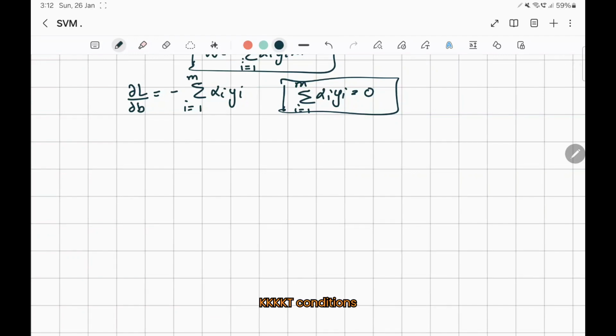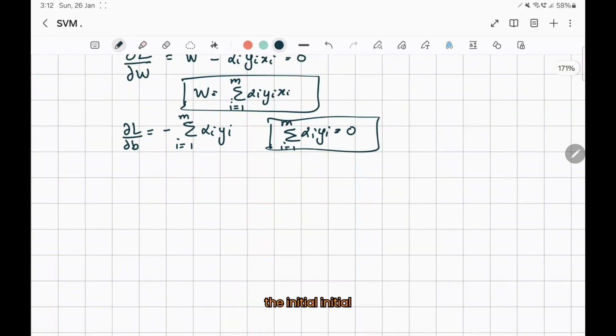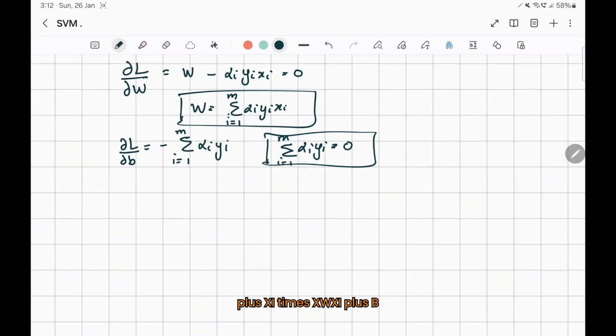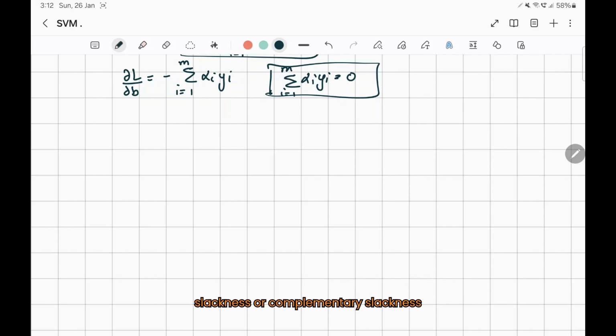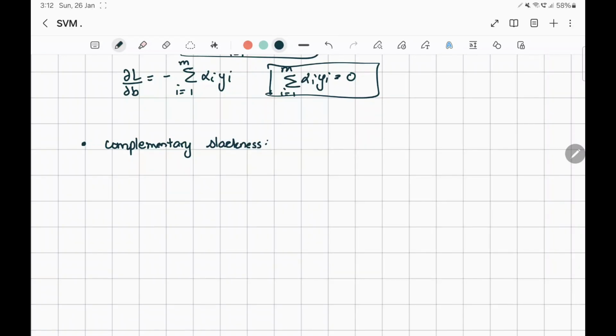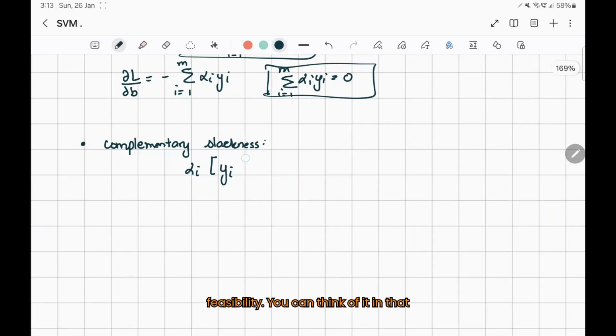So now, okay, there's some more space. What do the KKT conditions include, right? It includes the primal feasibility, meaning the initial constraint condition that yi times (w xi plus b) minus 1 is always equal to or greater than 0, and the dual feasibility, where this value is always greater than 0, and the third, which is called slackness, or complementary slackness rather, and this is, I think, where the magic happens, right? So it looks like the following: the combination of primal feasibility and dual feasibility. You can think of it in that way.